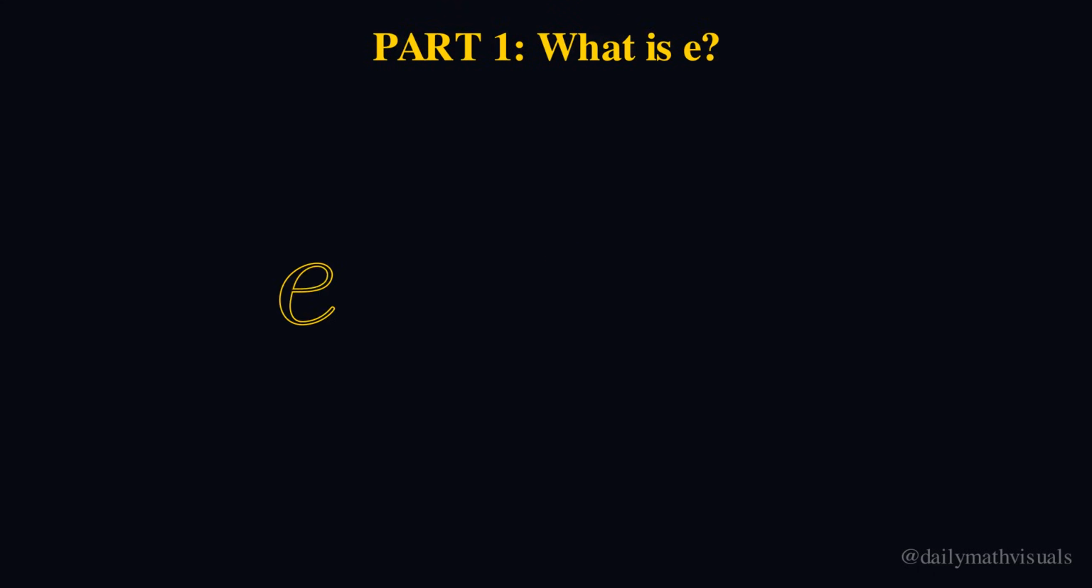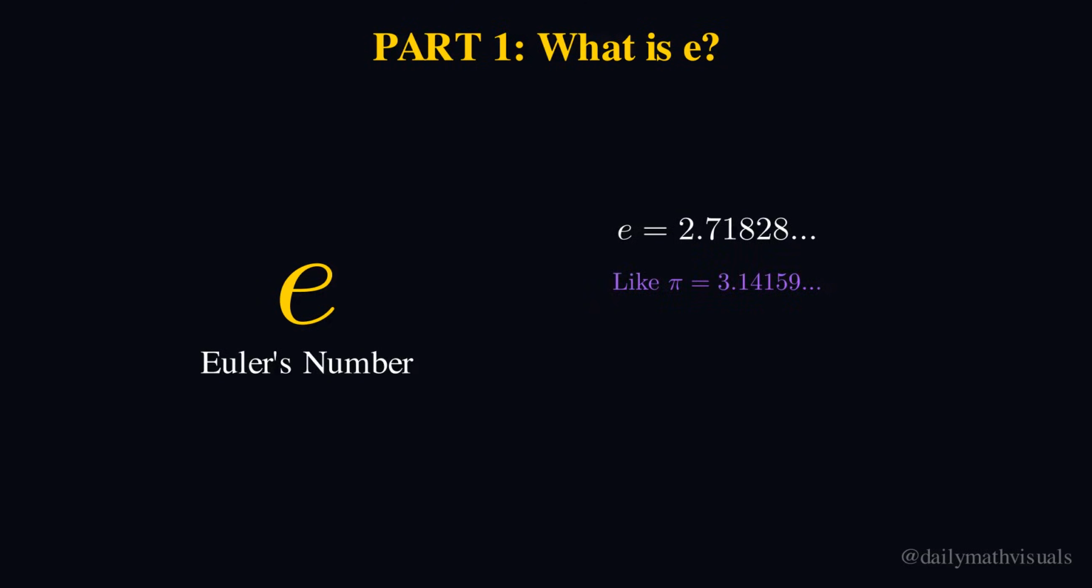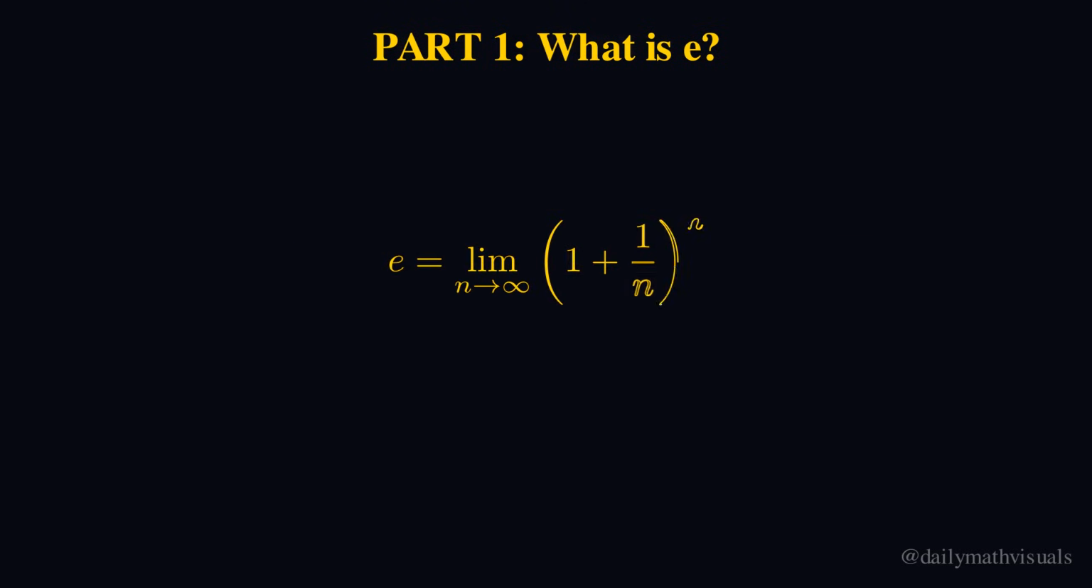First, let's meet the number e. It's called Euler's number after the mathematician Leonhard Euler. e equals approximately 2.71828. Like pi, it's irrational and goes on forever. The classic definition of e comes from compound interest. Imagine investing $1 at 100% interest. As we compound more frequently, the value approaches exactly e. After 1 year, you'd have e dollars, about 2.72.